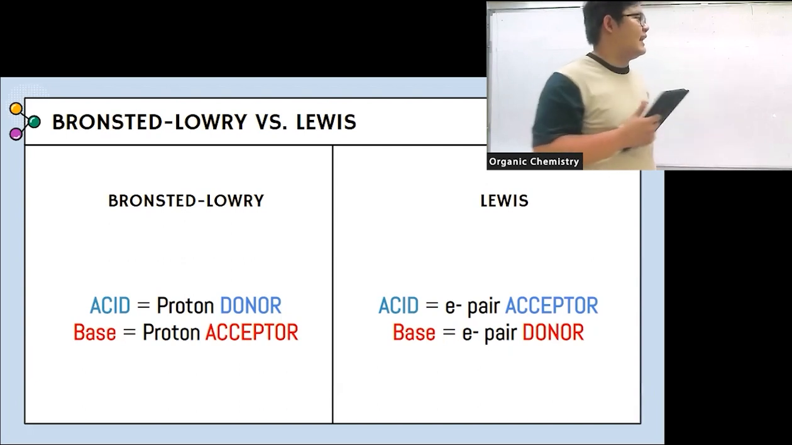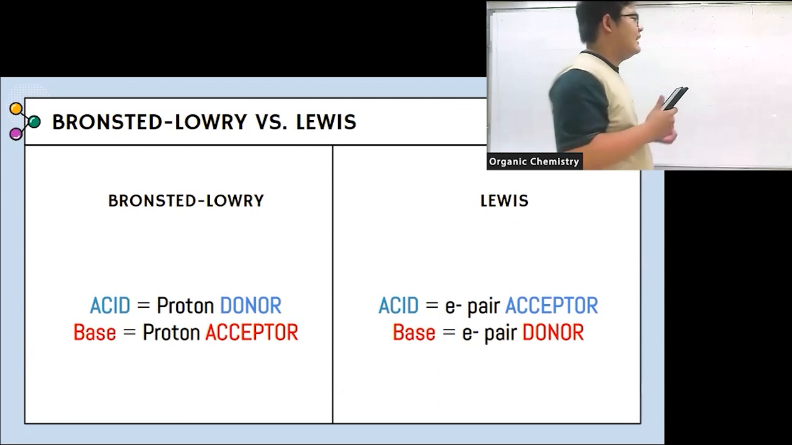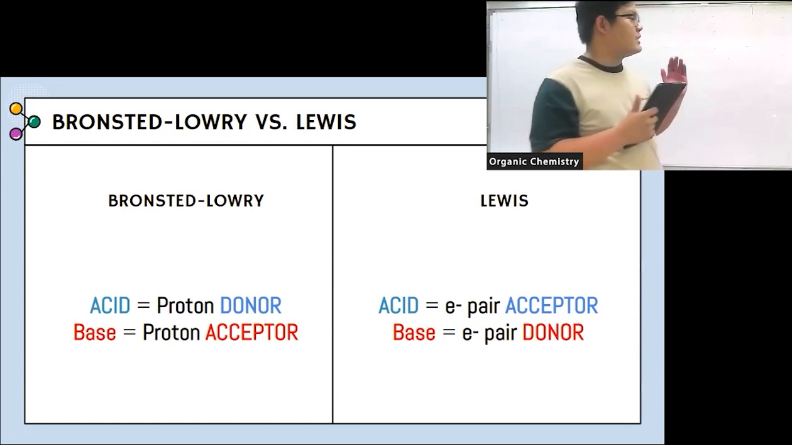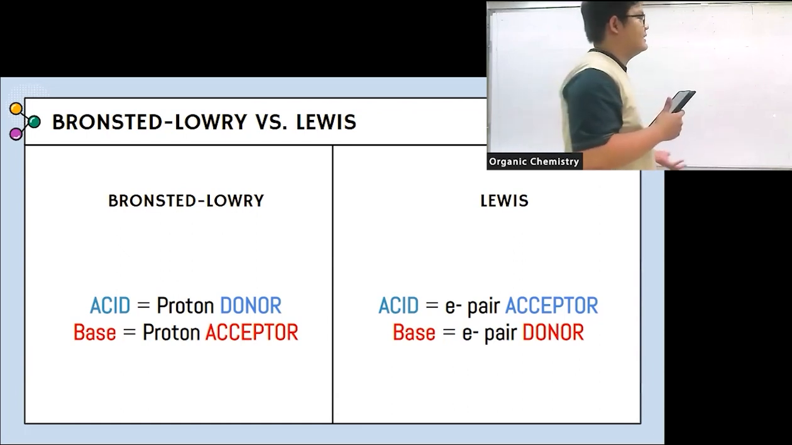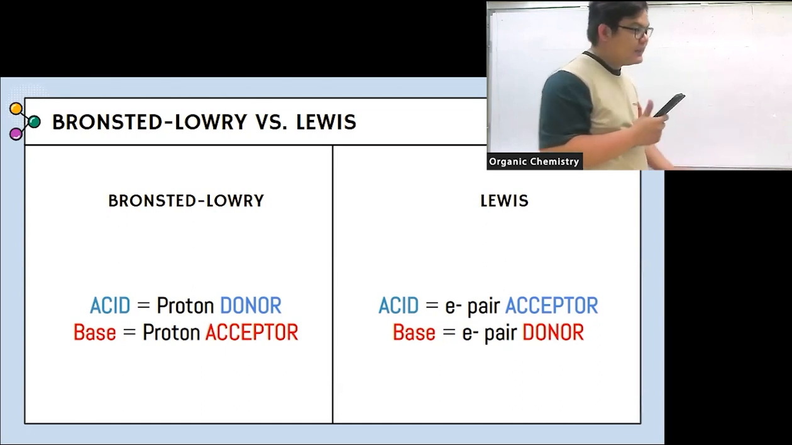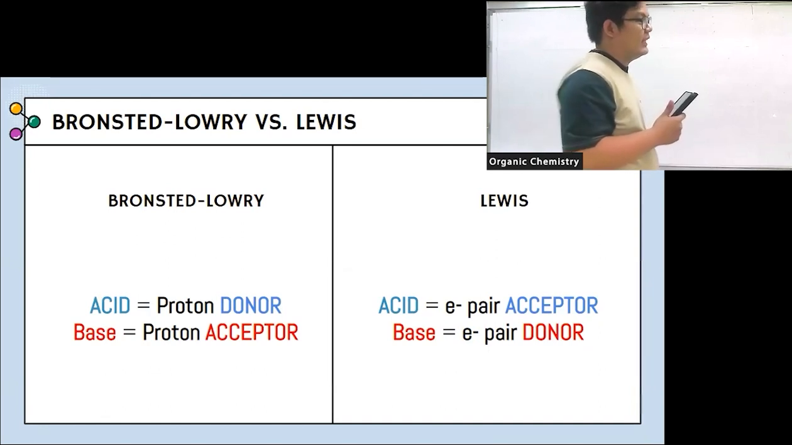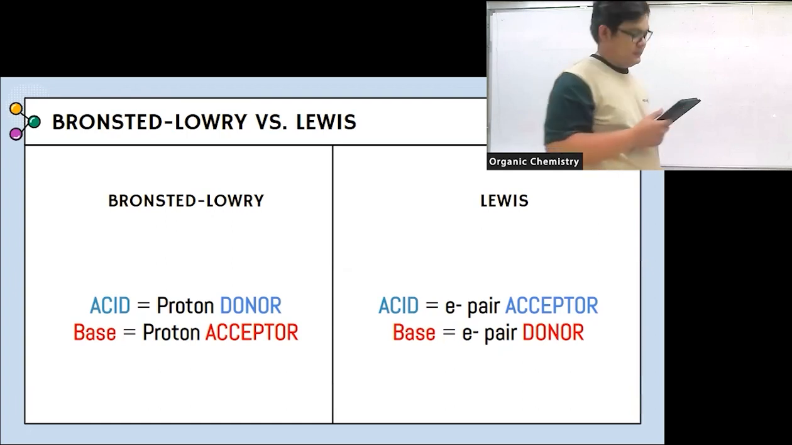Meanwhile, ang Lewis acids, ang acid ay electron pair acceptor, and base is a donor. So, ibig sabihin, mas malawak ang sakop ng Lewis acid kaysa sa Bronsted-Lowry acid and bases. But in the study of organic chemistry, most of them use the definition of the Bronsted-Lowry acid kasi mas madaming CH na involved sa organic chemistry. Okay? Next slide.